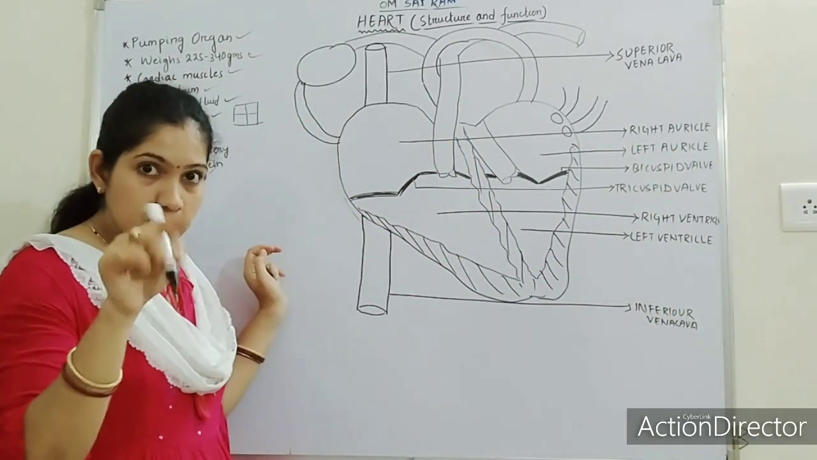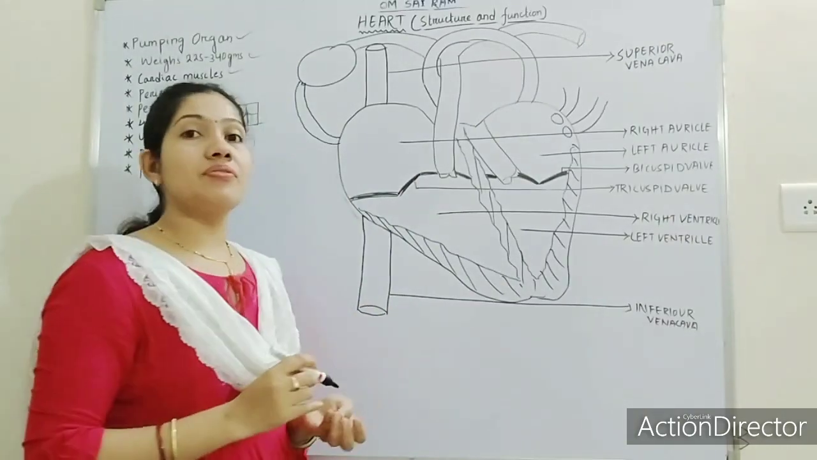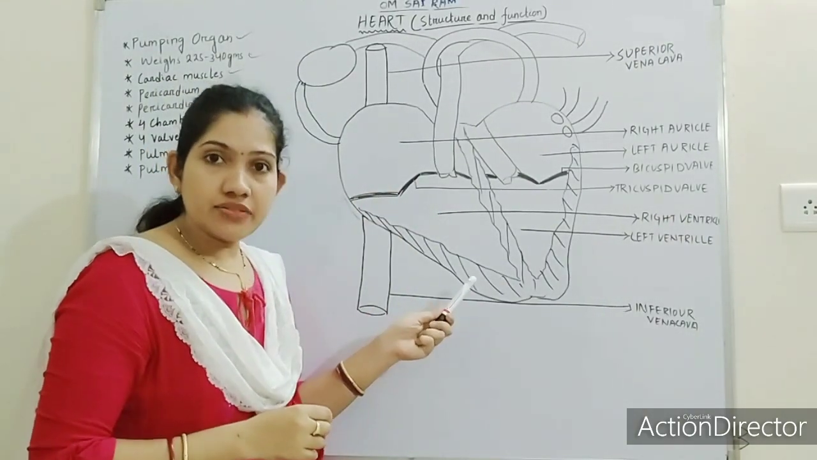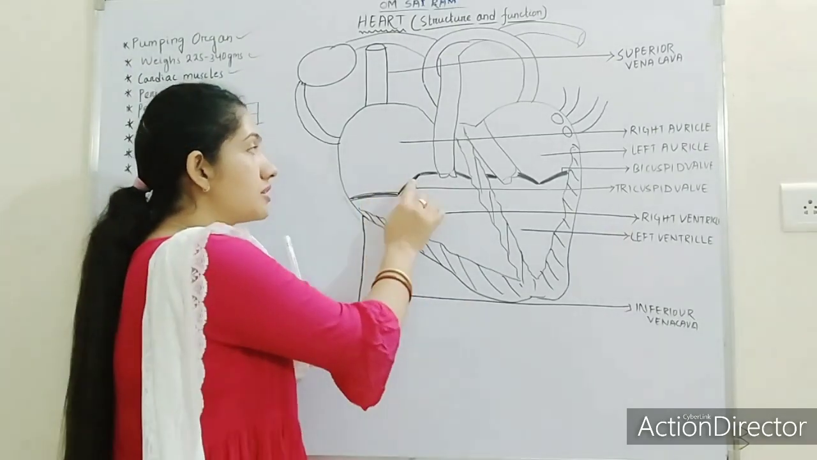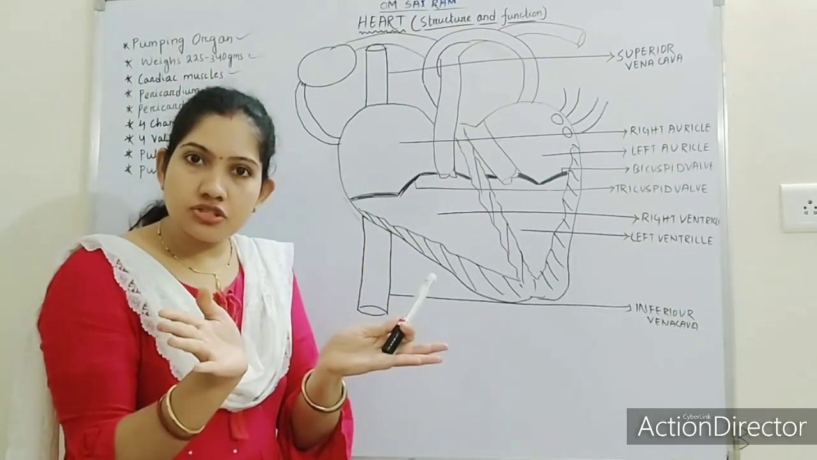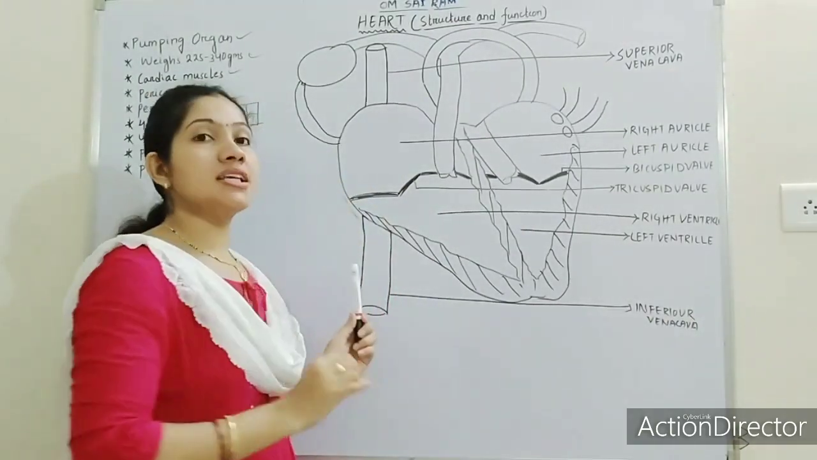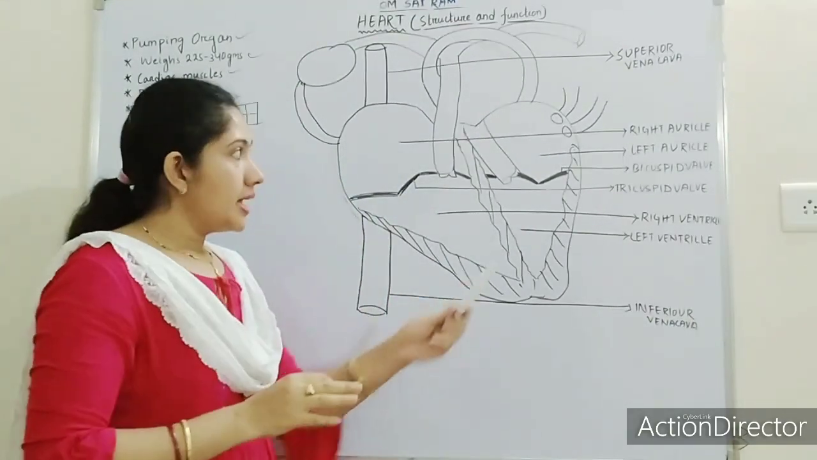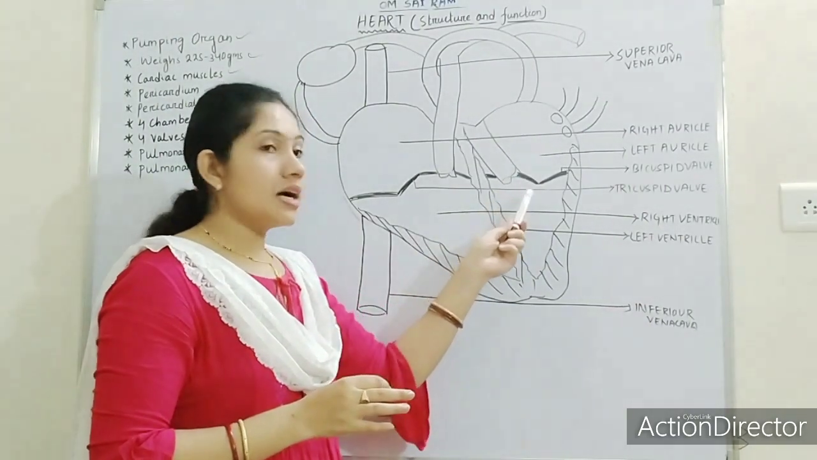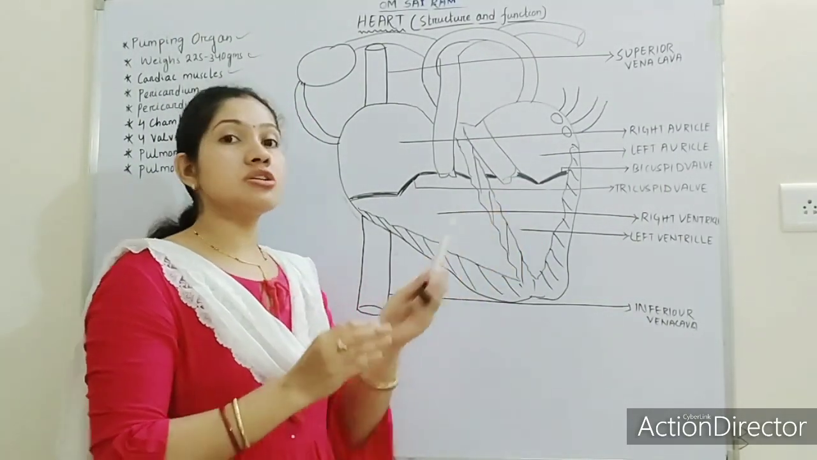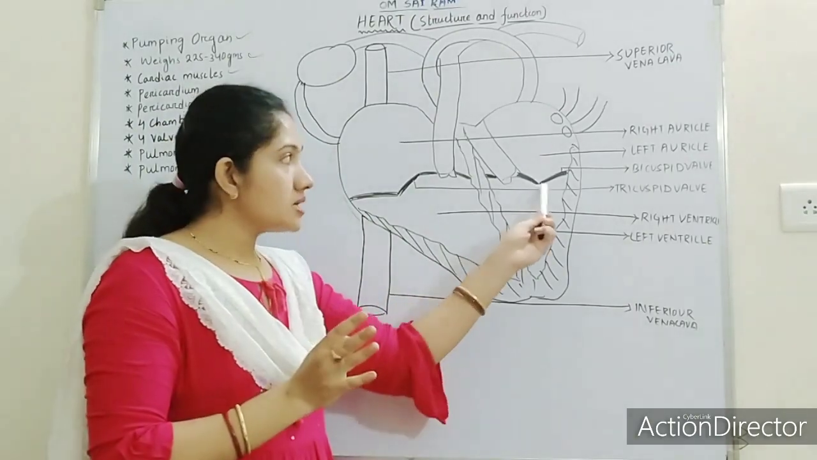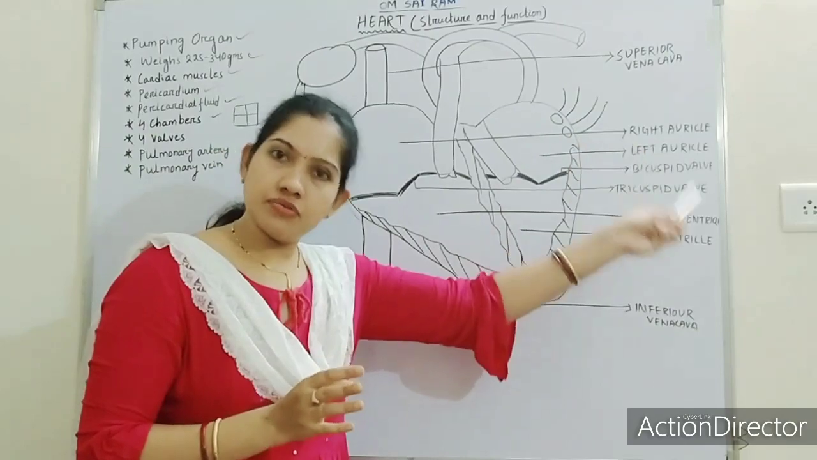Again I am repeating, there is a valve present between the right auricle and right ventricle which has 3 flaps or 3 openings or 3 window-like structures. That's why it is called tricuspid valve. And here towards the left hand side there is again one separation which has 2 flaps or 2 openings. That's why it is called bicuspid valve.